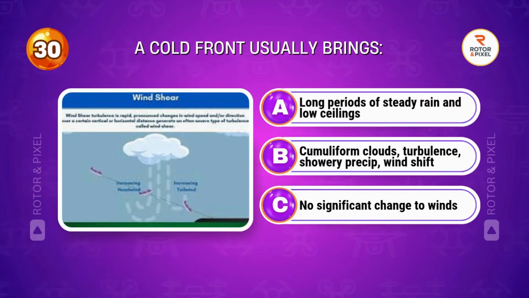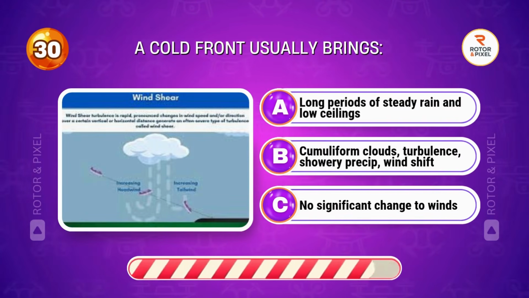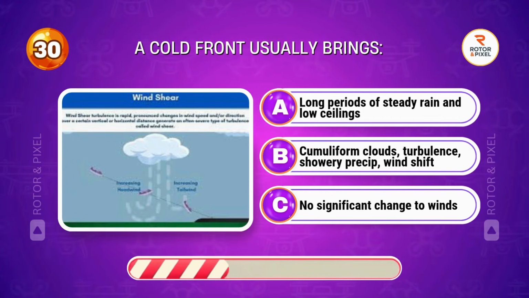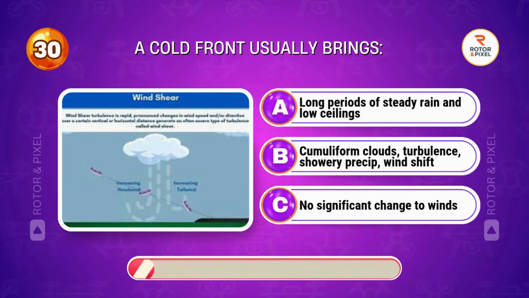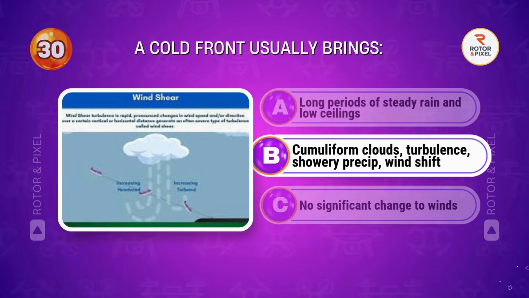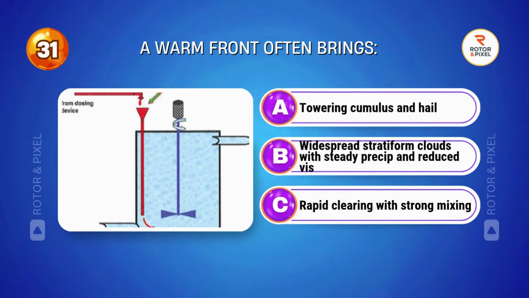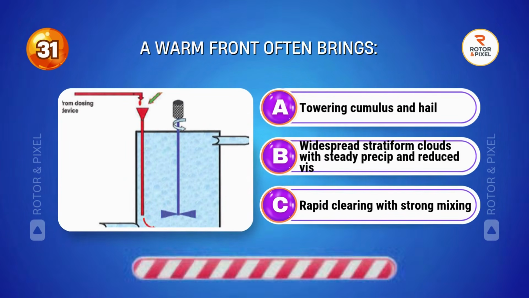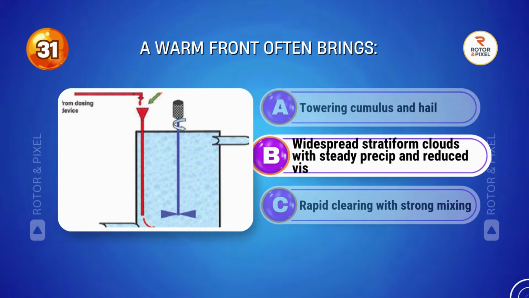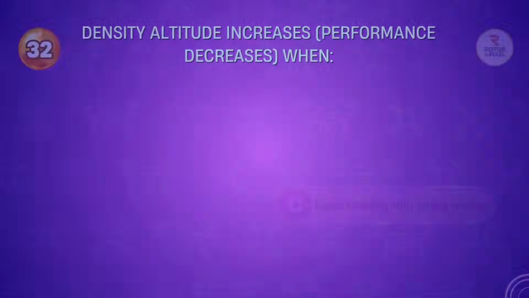A cold front usually brings? Answer B, cumuliform clouds, turbulence, showery precip, wind shift. A warm front often brings? Answer B, widespread stratiform clouds with steady precip and reduced visibility.